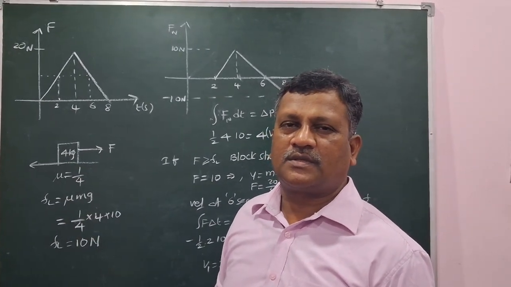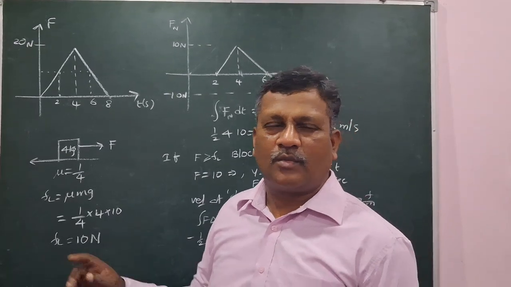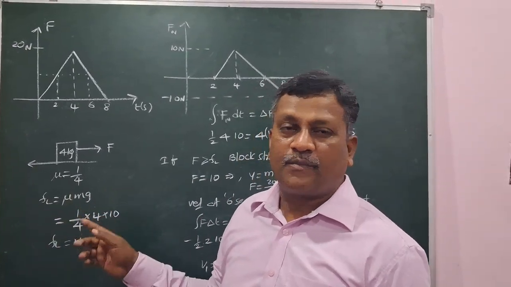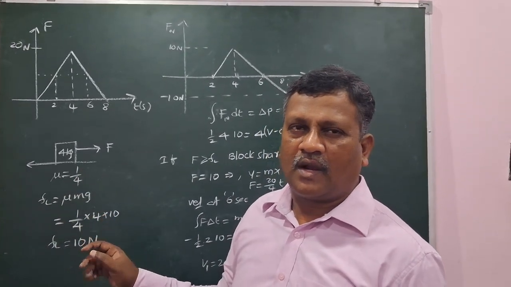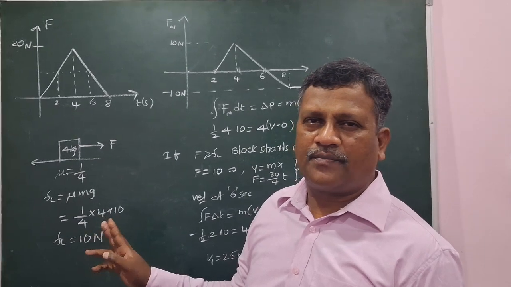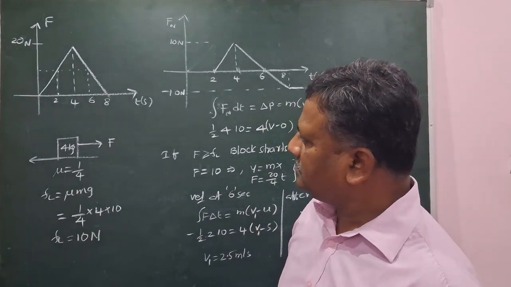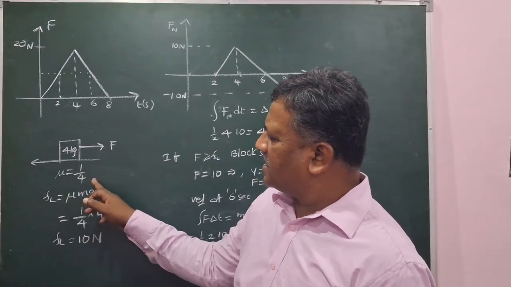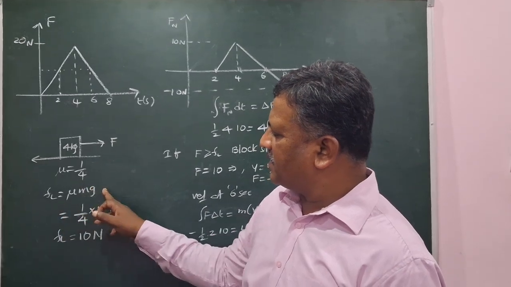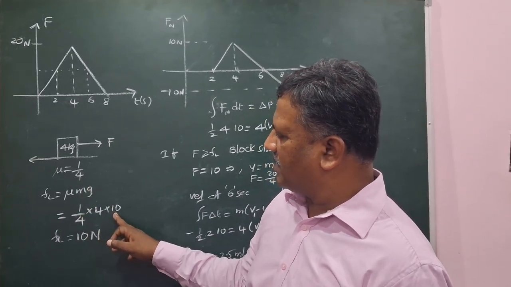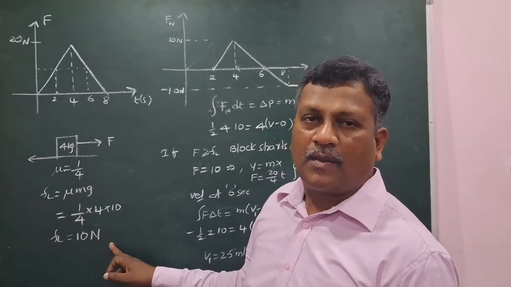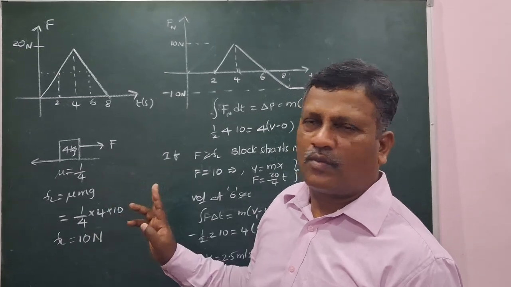These are three questions: after what time the body's motion starts, the maximum velocity, and after what time the body will come to rest. When the coefficient of friction is given, the limiting friction, or maximum friction opposed to the applied force, is 10 Newton. After 10 Newton, the body is ready to move.